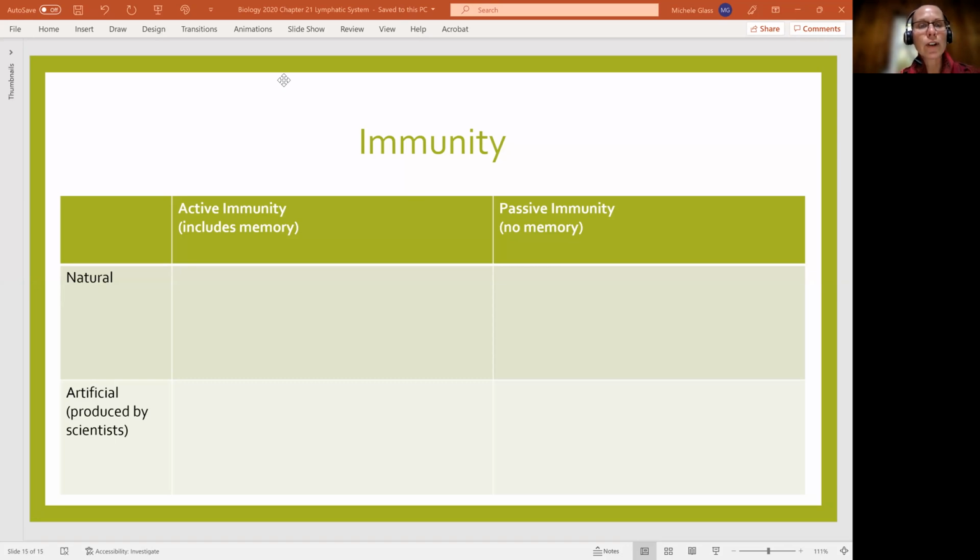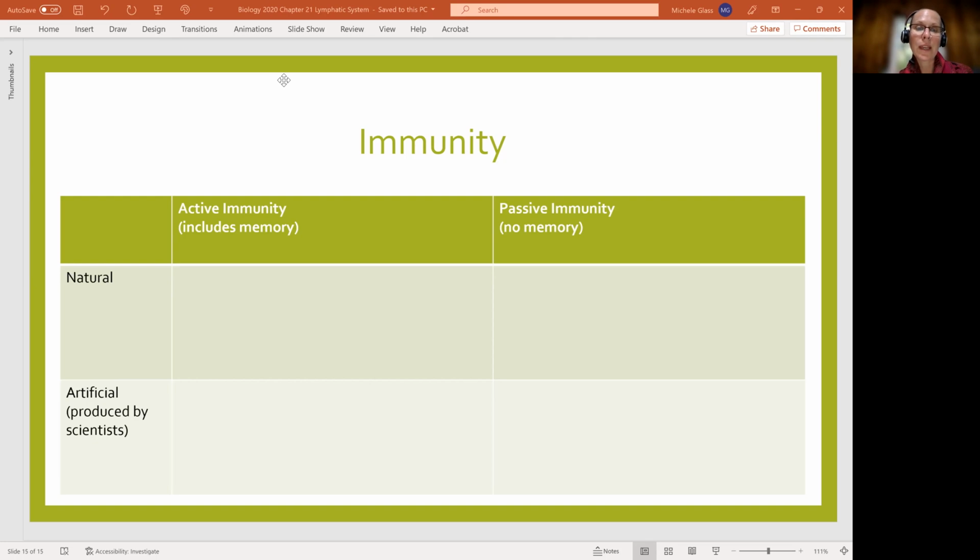So my first column has no heading. My second column is described as active immunity, and then in parentheses, I have includes memory. And then my third column is called passive immunity, and then in parentheses says no memory. And then looking at my rows, my second row says natural, and my third row says artificial, and in parentheses, produced by scientists.